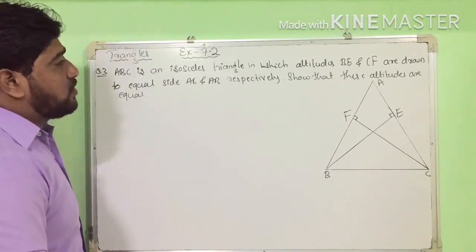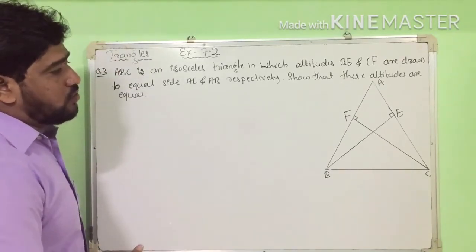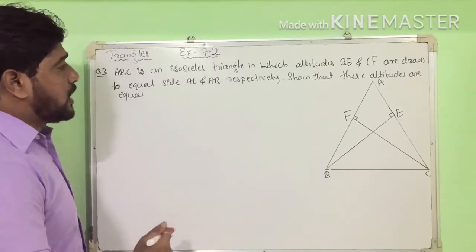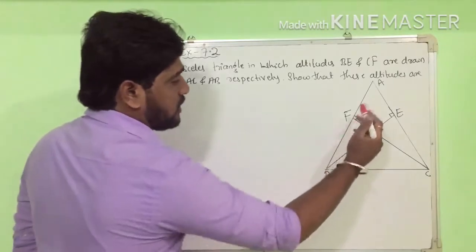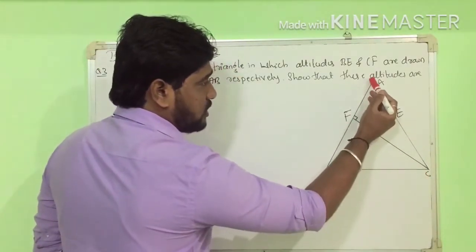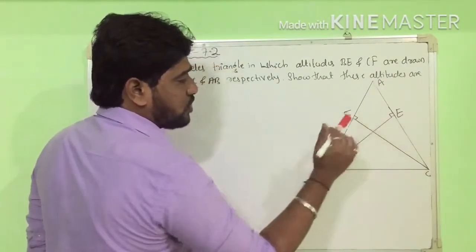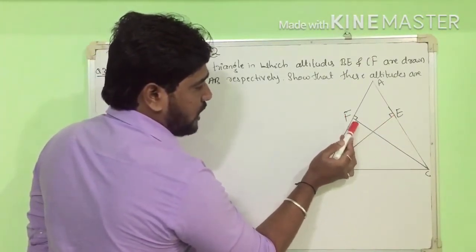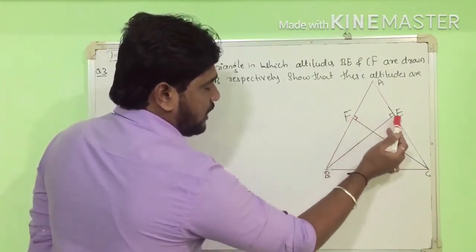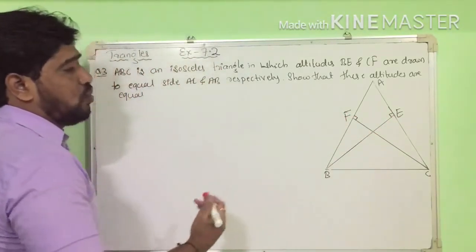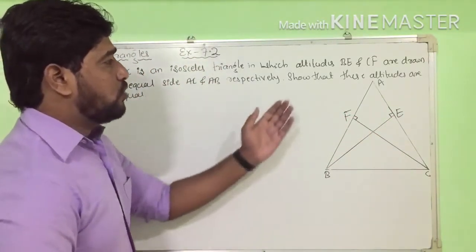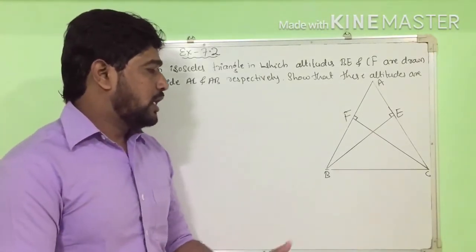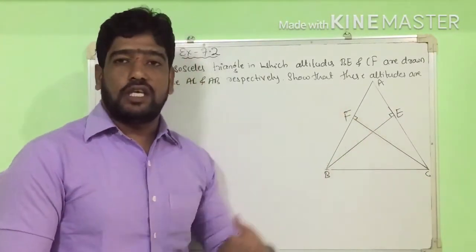ABC is an isosceles triangle in which altitudes BE and CF are drawn to the equal sides AC and AB. So ABC is an isosceles triangle in which AB is equal to AC. These two sides are equal. So here we have drawn two altitudes, CF and BE. Show that the altitudes are equal. So here we want to show BE is equal to CF, right?